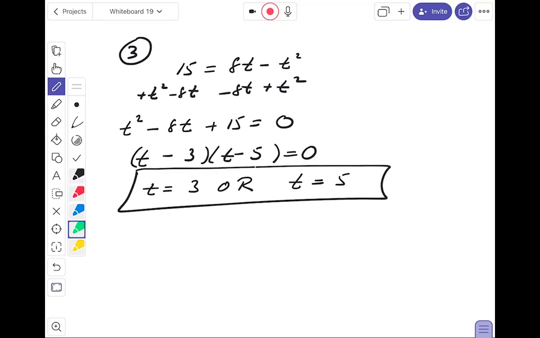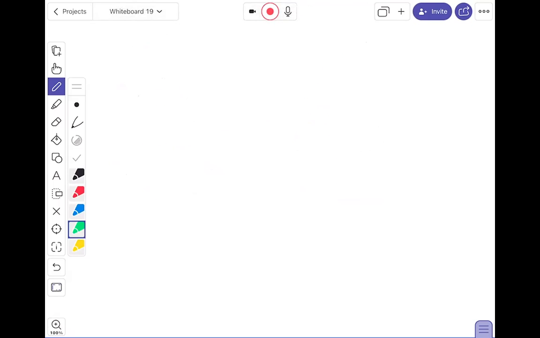Look at the key. What does it say? t is 3 or t is 5. All right, let's go to number 4 now. Again, these are relatively simple questions if you study the material. Homework really shouldn't take long once you master the material. These are pretty simple problems.